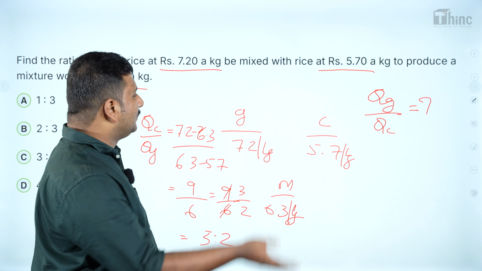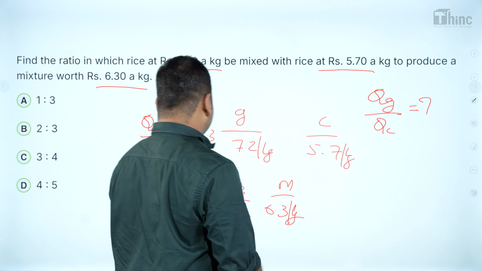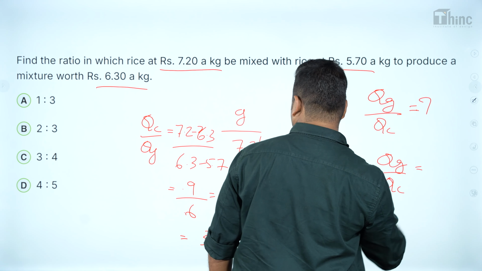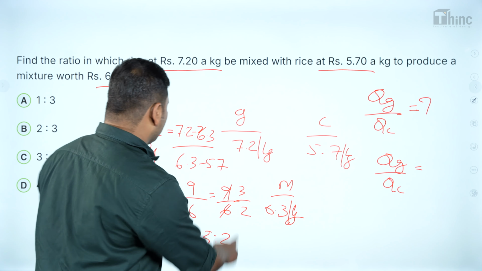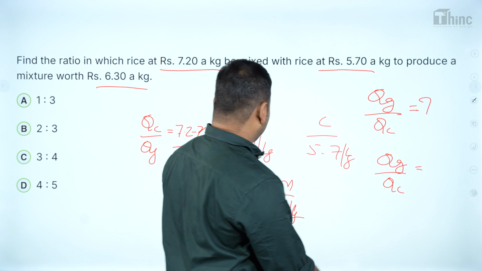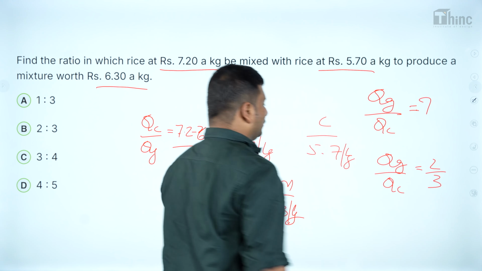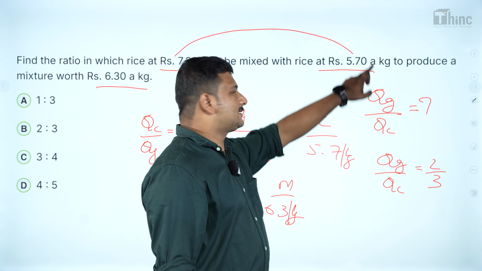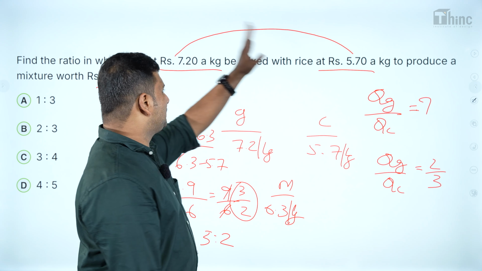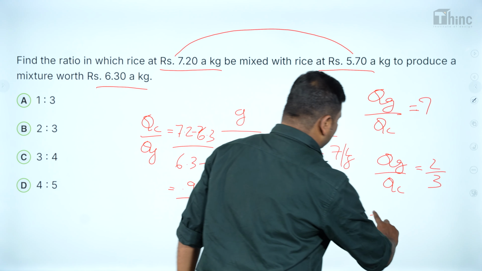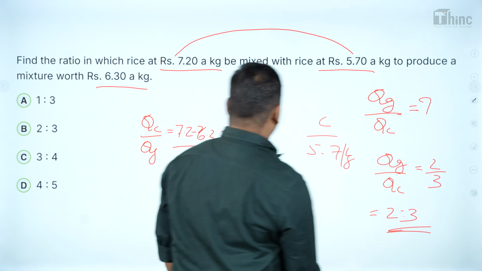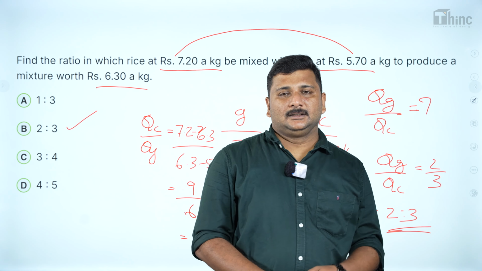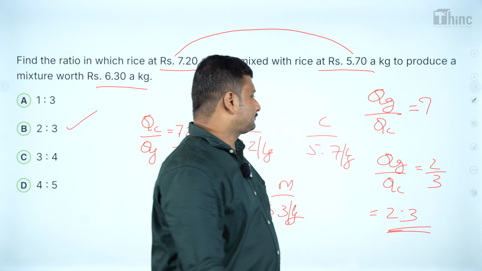Now what we need is the reverse, right? QG by QC. So QC by QG is 3 by 2. So what is QG by QC, the reverse? It's just the reciprocal of QC by QG. So QC by QG is 3 by 2, so QG by QC is nothing but 2 by 3. So in what ratio the good quantities and the cheap quantities are mixed? The good quantity is this, the cheap one is this, right? In what ratio this quantity is mixed with, that is the question. So QG by QC ratio is nothing but 2:3. So 2:3, option B is going to be the correct answer. Okay, I believe this is clear for you.